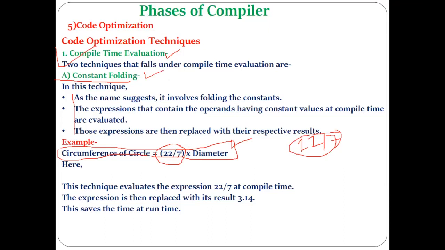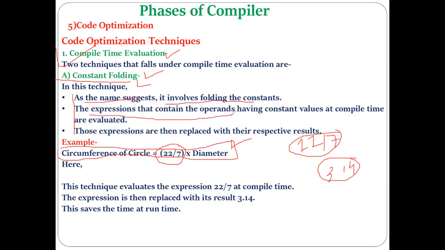So this is the constant term 22 by 7. Its result will be 3.14. So doing the computation of these kinds of things at the compile time only, that is called constant folding, and that is also referred to as compile time evaluation. Here I have mentioned the same thing. As the name suggests, it involves folding the constant, meaning evaluating the constant during the compile time only.